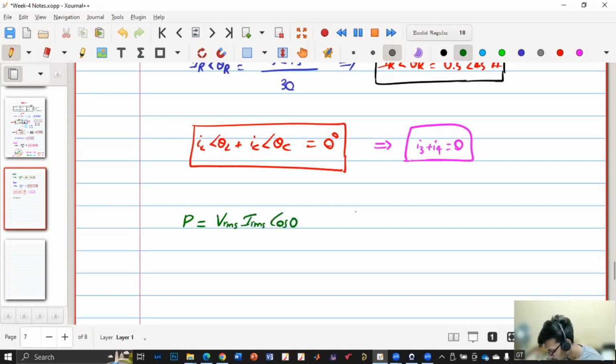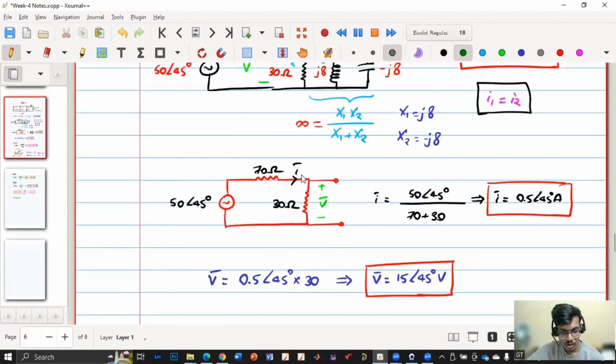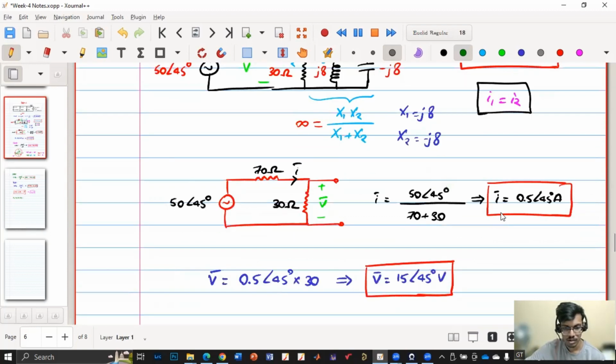So what is VRMS? What is IRMS? Source again will go here. VRMS is 50. Okay, 50. IRMS is 0.5. And theta, and cos theta is cos 45 degree. Is it correct? Anyone?